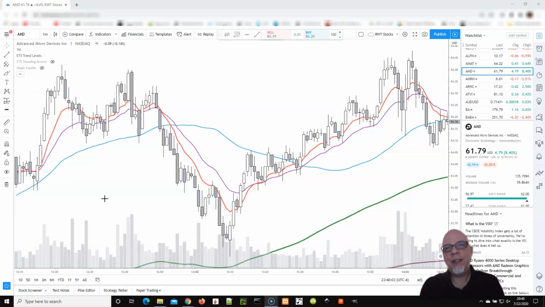So all you really need for this is any charting software. I use TradingView, they're excellent, but you could literally use anything. And you need some moving averages. So what I've got here is a 200, a 50, a 20, a 9, and a 5. But it literally doesn't matter if your preferences are slightly different to mine.